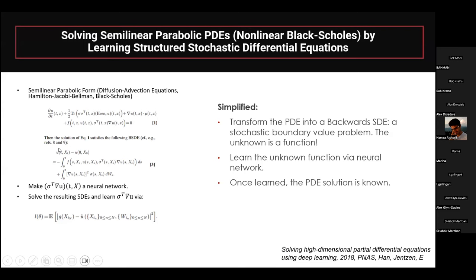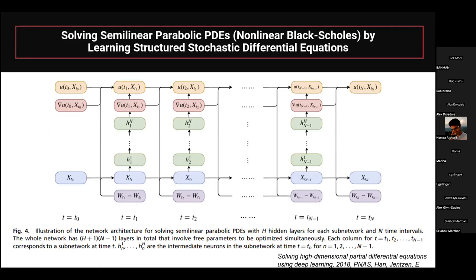This ends up giving you a trick, and I don't want to go through all the details, but essentially you can come up with a neural network architecture that, if it trains according to this loss function, gives you the solution to this PDE, right? They represent this as a recurrent neural network and so on. The reason I'm going over this fast is because there's actually a very simple way to write this down as a UDE.